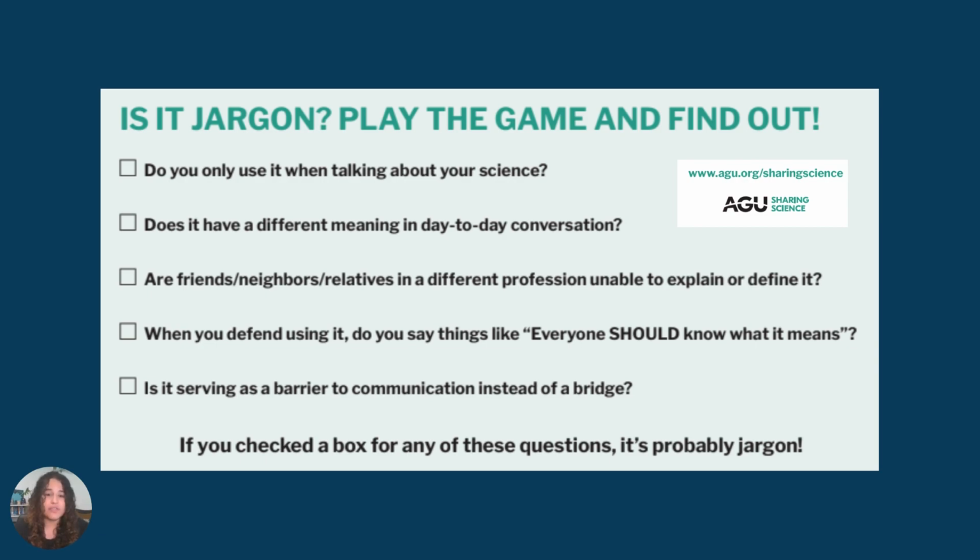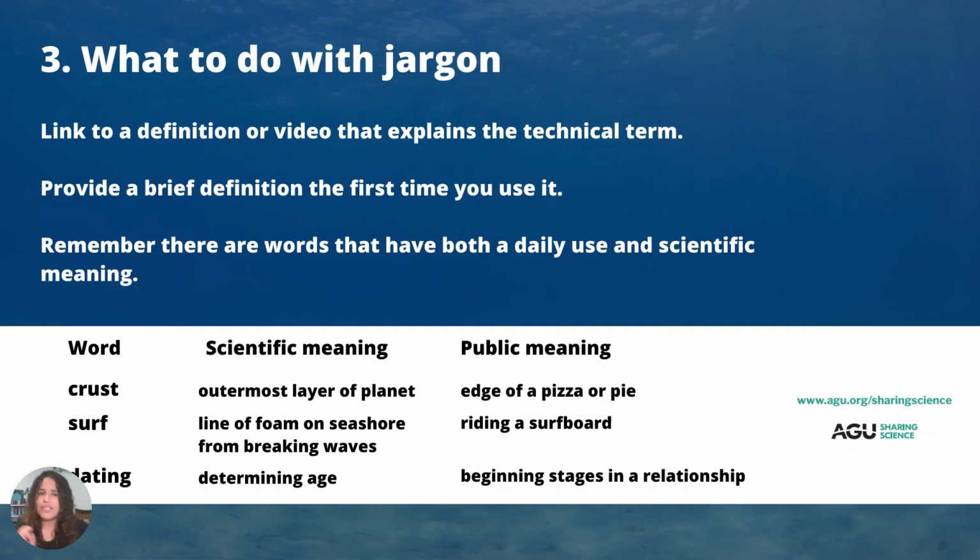However, sometimes we do have to include it. So what do we do with jargon? And that's the third thing. What can we do with it that is easier to use in our writing? So one thing you can do is that when you mention it, you can link it to a definition or video that explains the technical term. Visual explanations are much better than written ones. So if there is a chance that there's a YouTube video that can explain the concept, by all means, link it to that word. If you are going to use it, but you can't link it to anything, then provide a really brief definition the first time you use it.